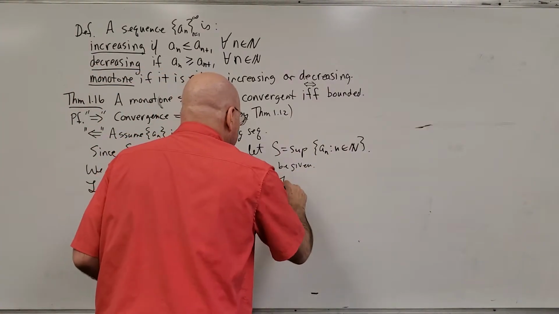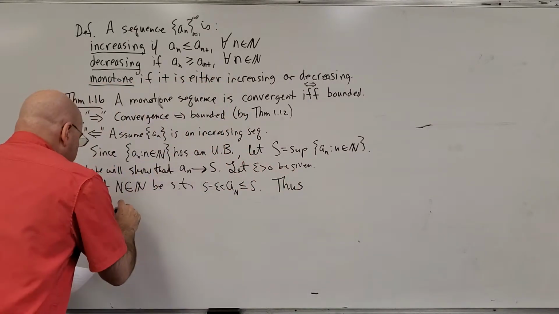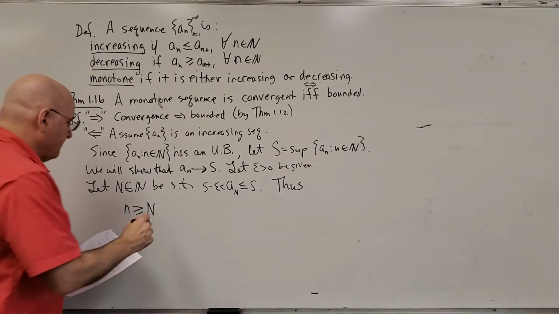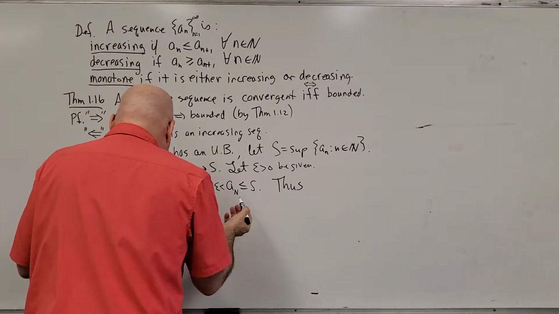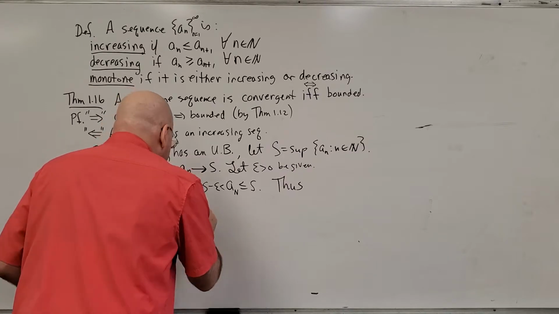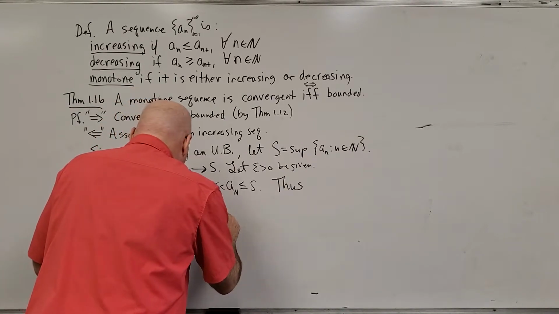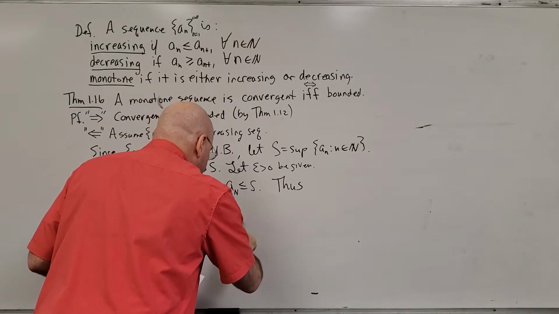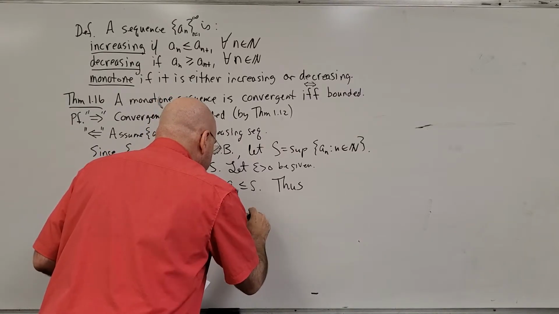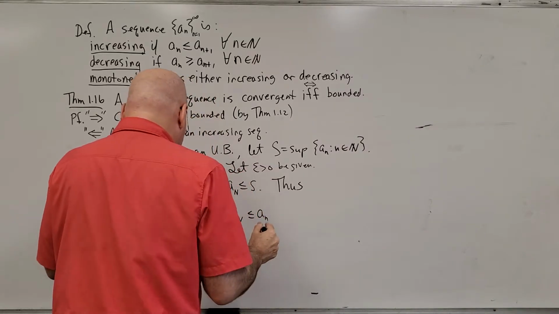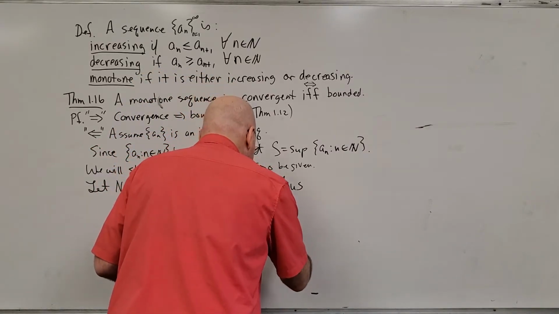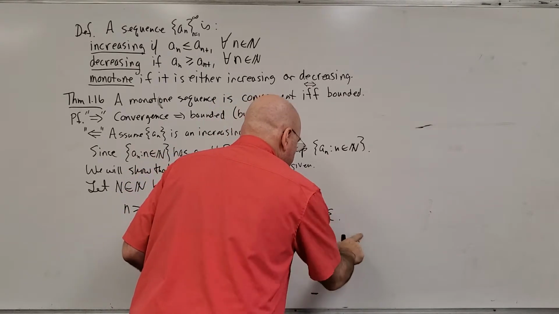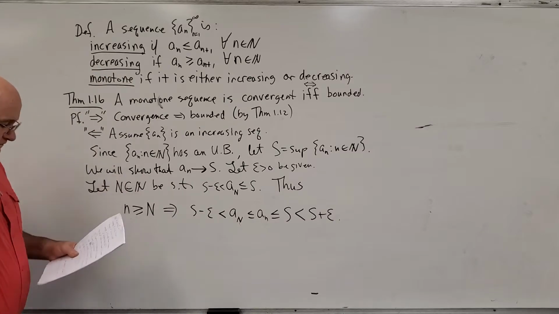Thus, little n greater than that capital N implies that S minus epsilon less than a_N, that's a capital N, less than or equal to a lowercase n, less than or equal to S, less than S plus epsilon. That inequality has to hold.